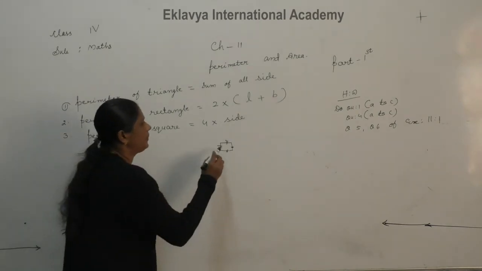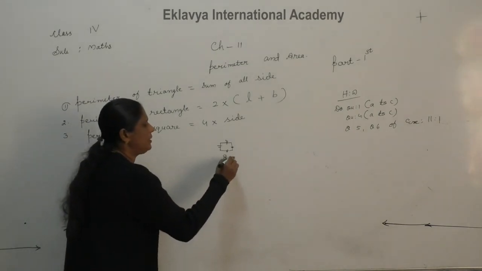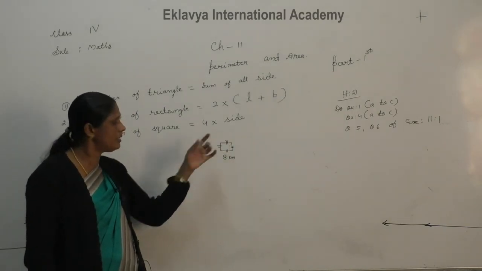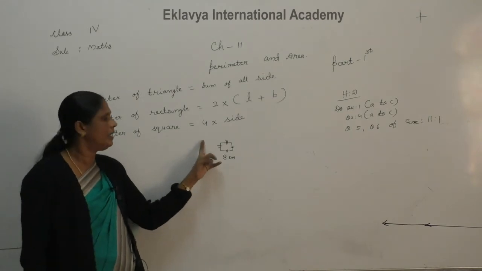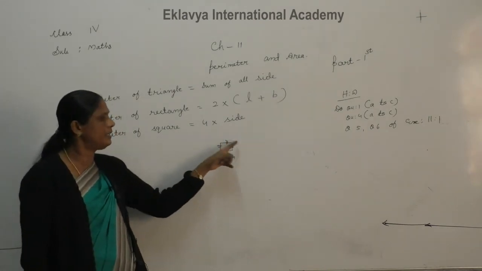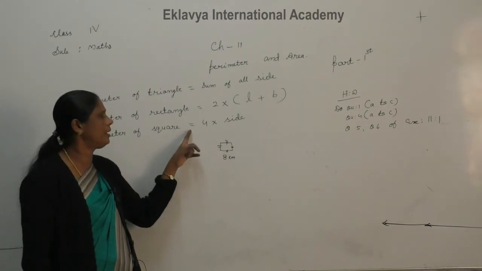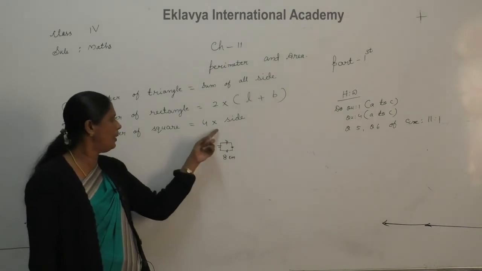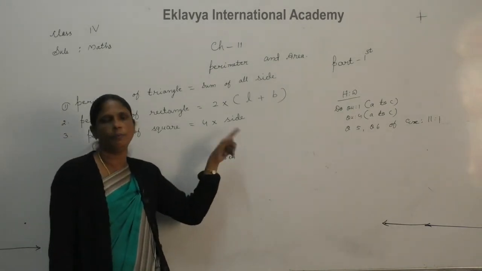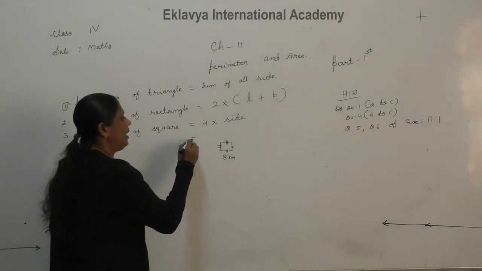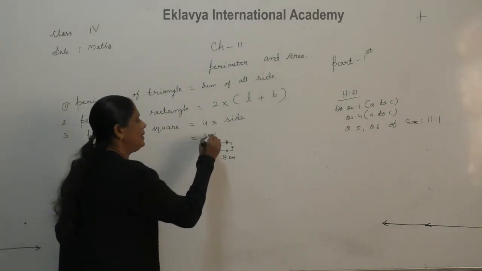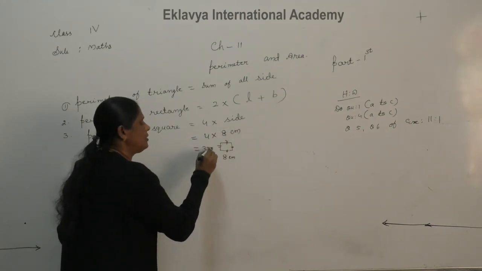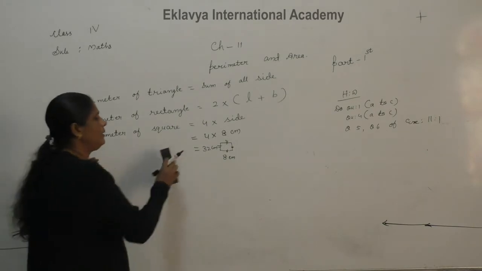Then here we write 8 centimeter. Here 8 centimeter, here also 8 centimeter, here also 8 centimeter, here also 8 centimeter. How many sides in a square? 4 sides. Therefore, perimeter of square is equal to 4 multiply side. 4 multiply 8 centimeter is equal to 32 centimeter. Understand?